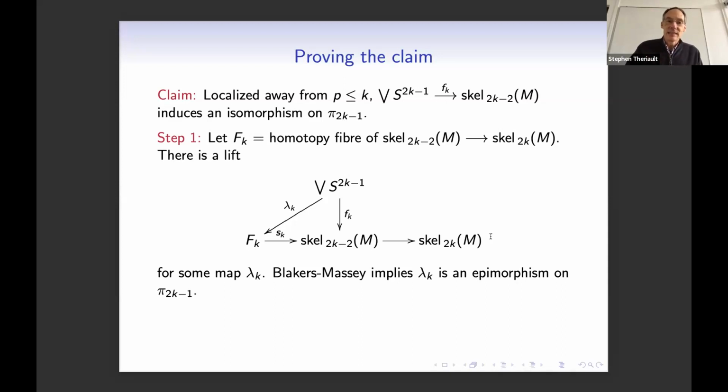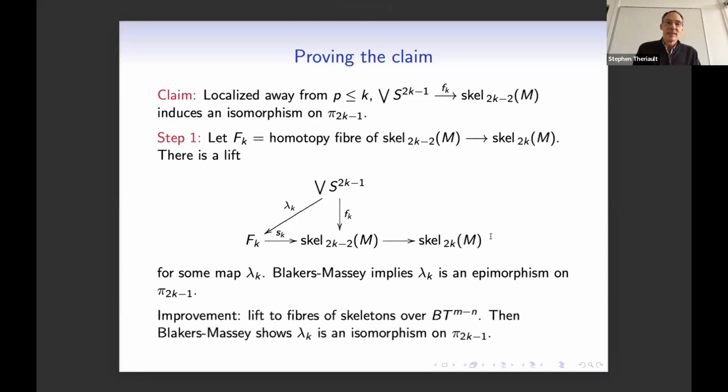And the way to do that is to take the 2k minus 2 and 2k skeletons. Think of them mapping into the quasi-toric manifold as a whole, which maps into the classifying space of a torus, and take fibers. So we'll look at the 2k minus 2 and 2k skeletons mapping into the classifying space of the torus, and we take fibers in both cases. The nice thing is that both of those fibers have an extra dimension of connectivity as compared to the skeleton.